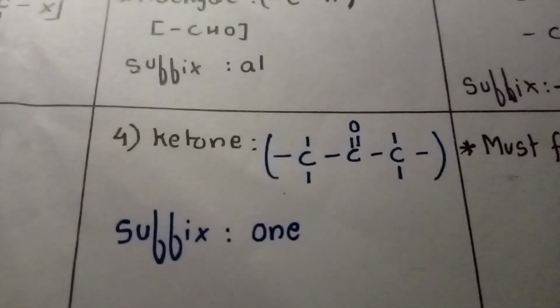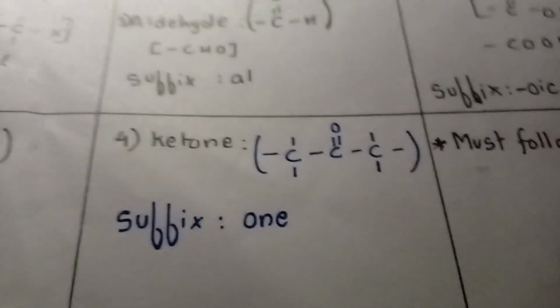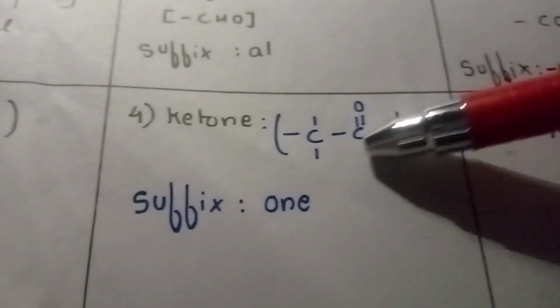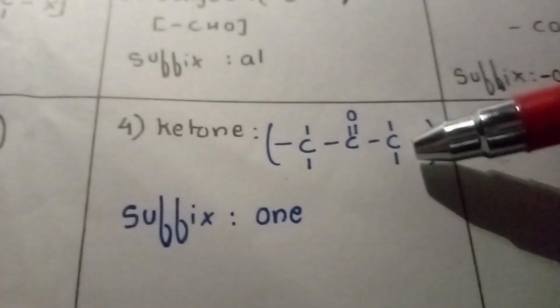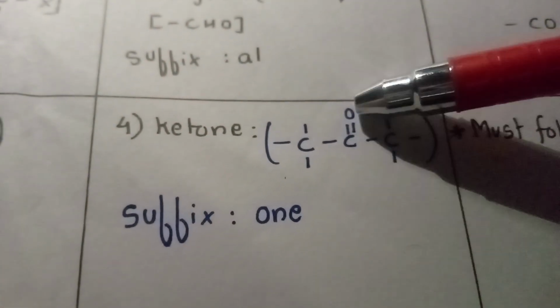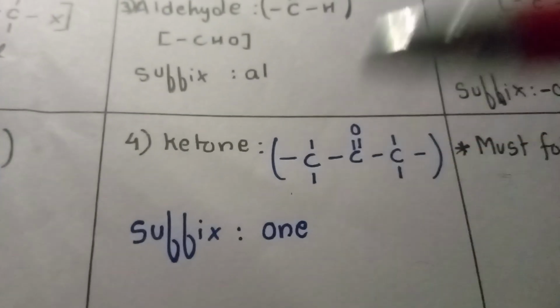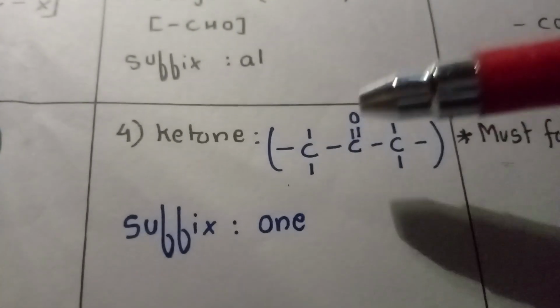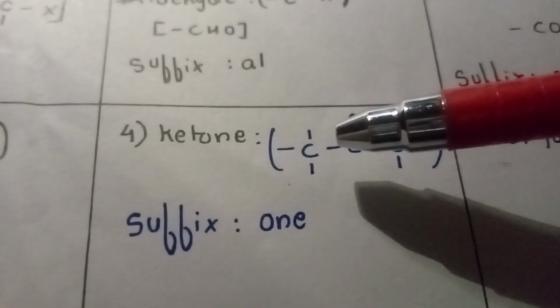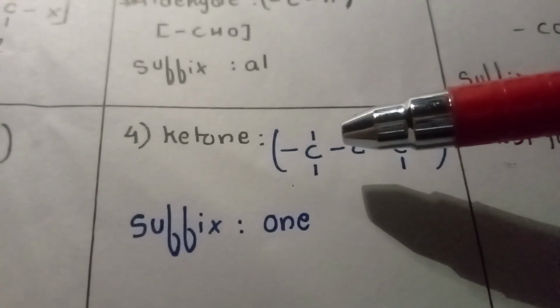Next is ketone. C C C. Three carbons will be there, and one carbon will have a double bond to O, and the suffix is one. So we call it methanone, something like that.